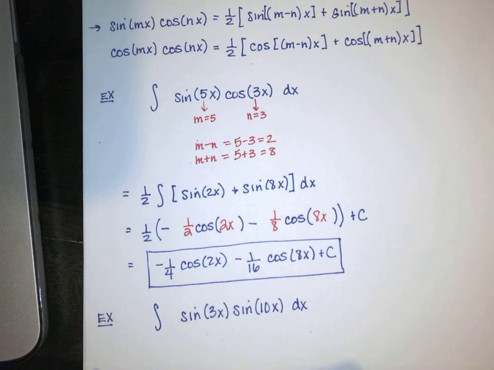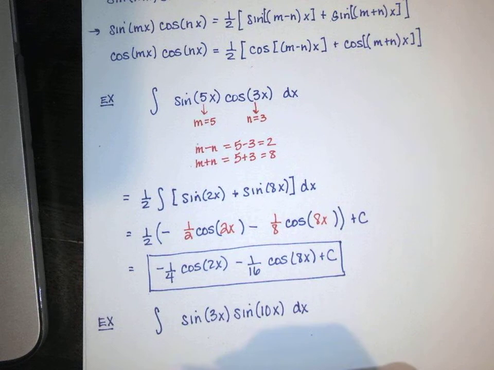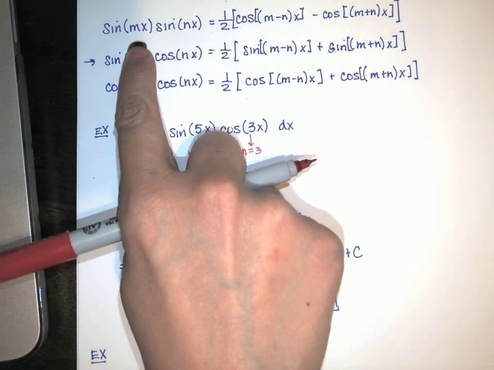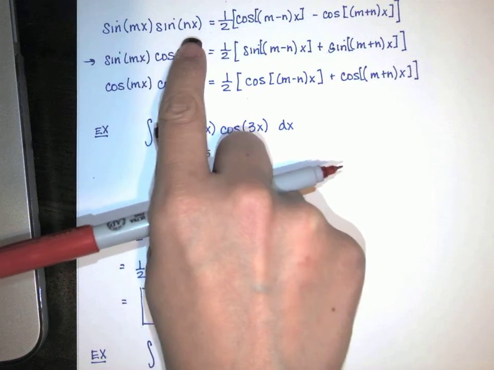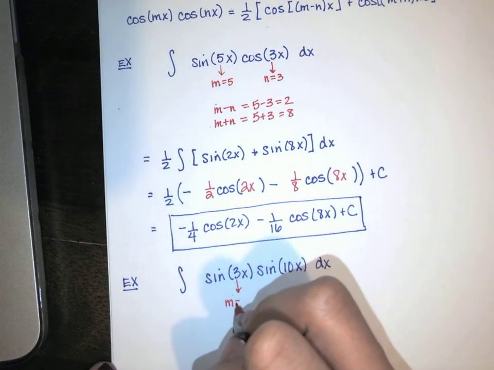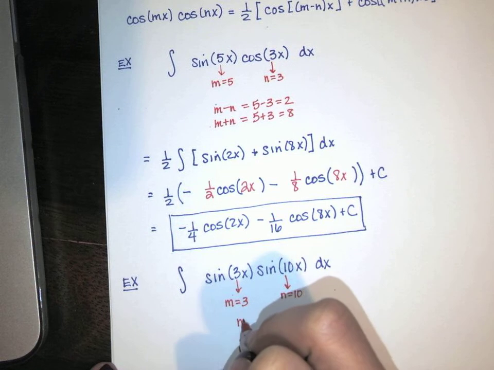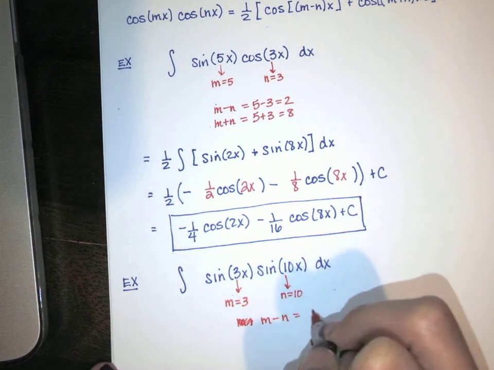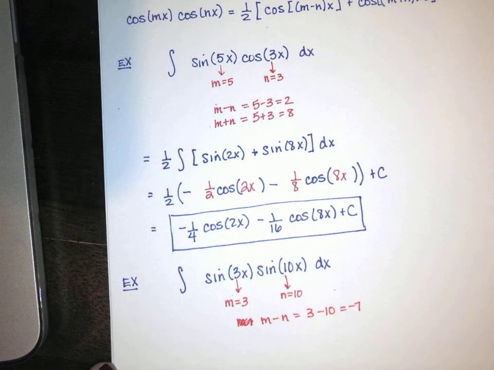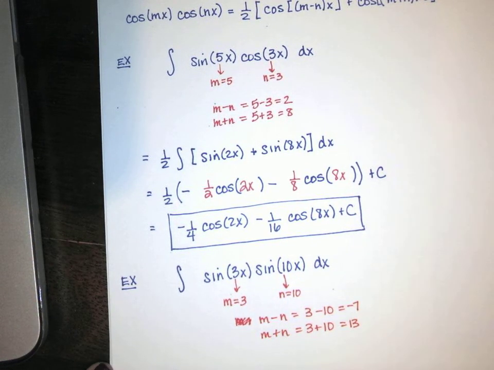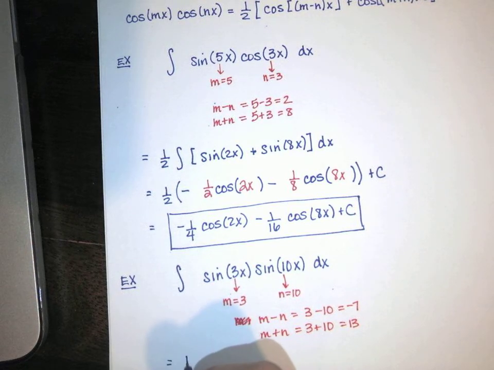I think I'm going to take my formula literally this time, although if you wanted to, you could call that nx and that mx. So according to my formula, taken absolutely literally, the first number multiplying x is our m, and the second one is our n. So m equals 3, and n equals 10. And then we add them and subtract them. So m minus n is 3 minus 10, which is negative 7, and m plus n is 3 plus 10, so that's 13. All right, so now we're here.